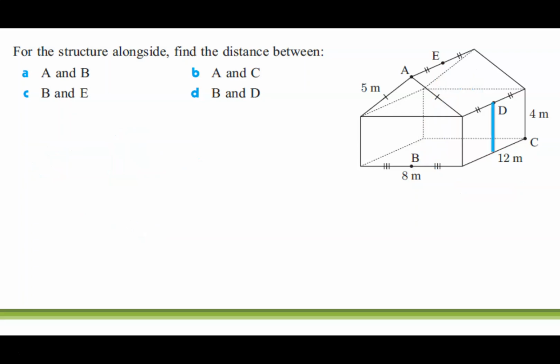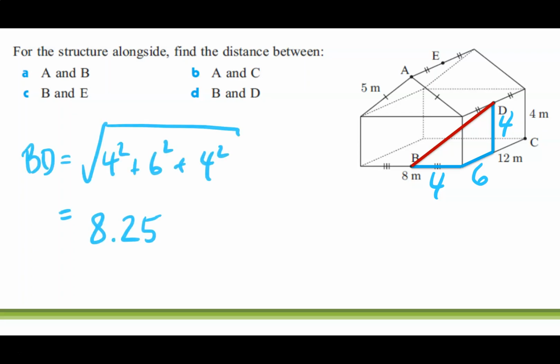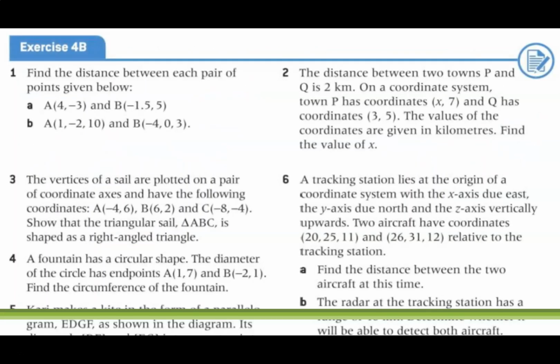And lastly, from B to D, let's take a look at where B and D are. There it is there. Slightly awkward measurement. Halfway from B to the side, halfway back along the 12, and then all the way up to D is 4 more. And again, I add up those squares and take the square root, 8.25. All right, that's it. So we're doing distances.